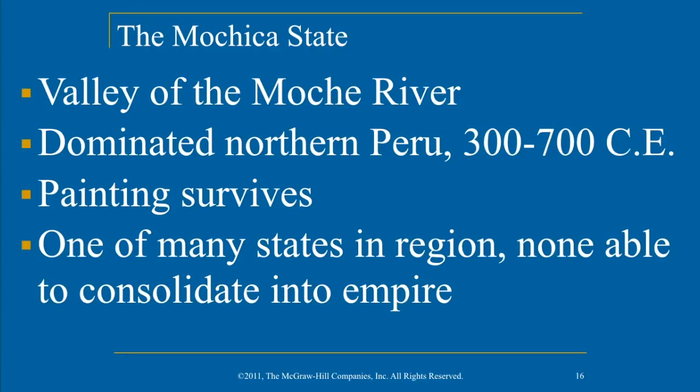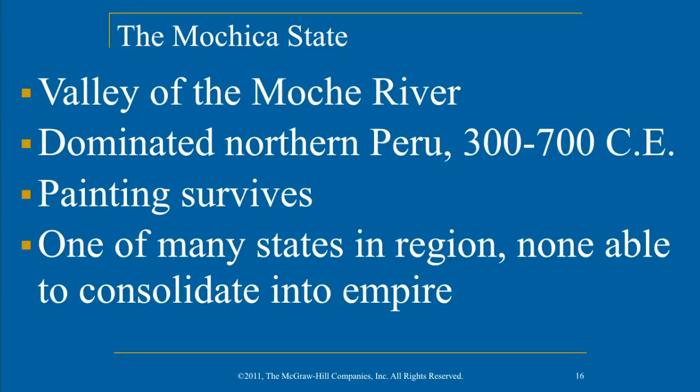It's one of the many states in the region, and none are able to consolidate into an empire. This is similar to some things that we studied before, where these societies, in some instances, are able to create for themselves an empire with a larger political sphere that dominates through the use of bureaucracy or through the use of tributary centers, which allows the central leader to be worshipped or supported through taxes. The Mocha state does not do that, and like many states in the region, none are able to consolidate into a larger empire, and we're not 100% sure, again, why that is the case.